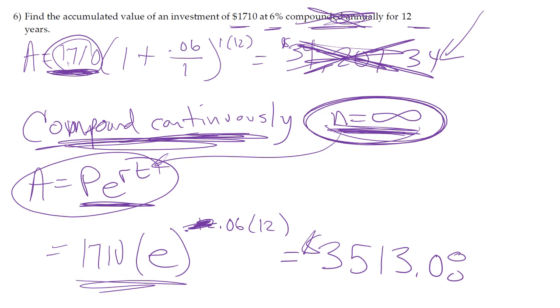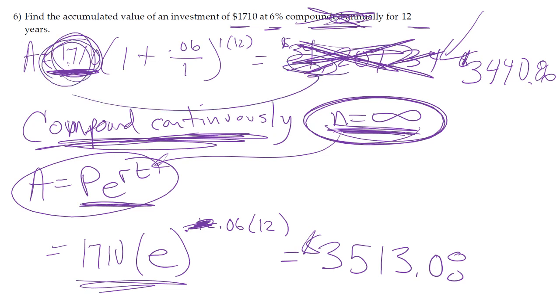Okay, now let's go back up and rework this number. I used 17,000 here, not 1,700. So let's go back: 1710 times 1.06 to the 12th. Let's try that again. 1710 times... So this should have been $3,440.86.